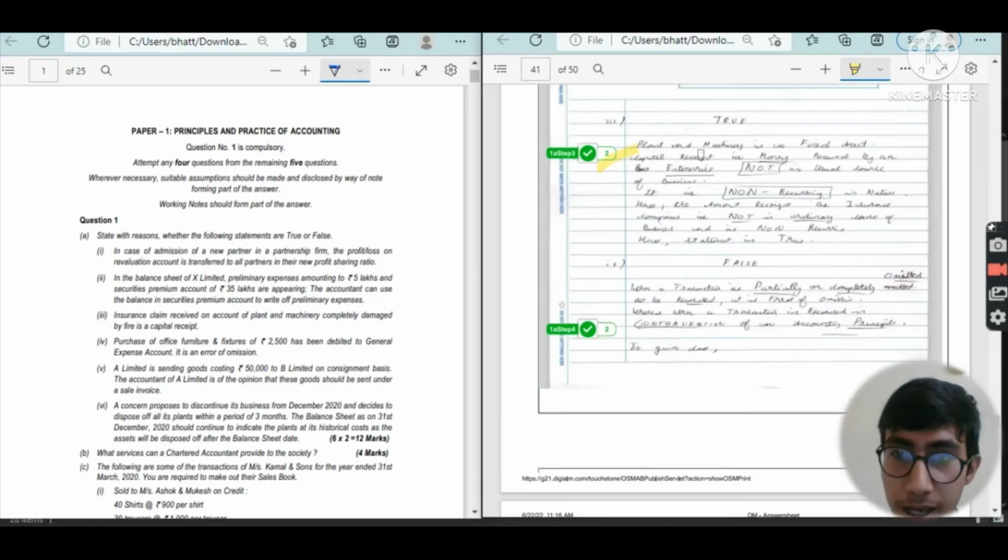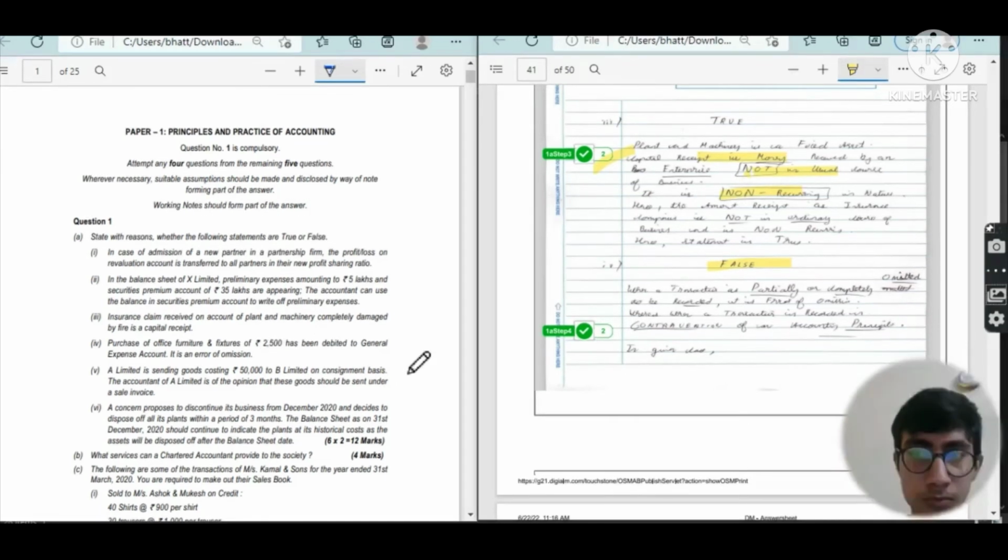For 2 marks I have written in detail: non-recurring, not in the usual course of business, so it falls. Then the fourth point: purchase of office furniture and fixtures has been debited to the general expenses account. You don't just have to write that it falls. It is an error of commission. You first need to explain what an error of commission is, then you have to state it to get full marks.